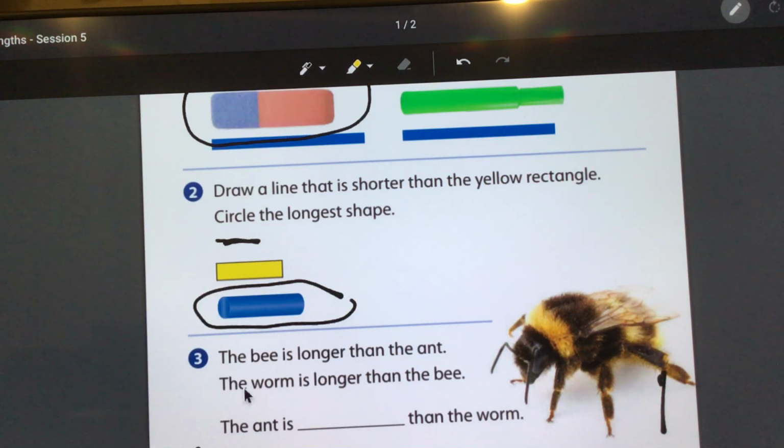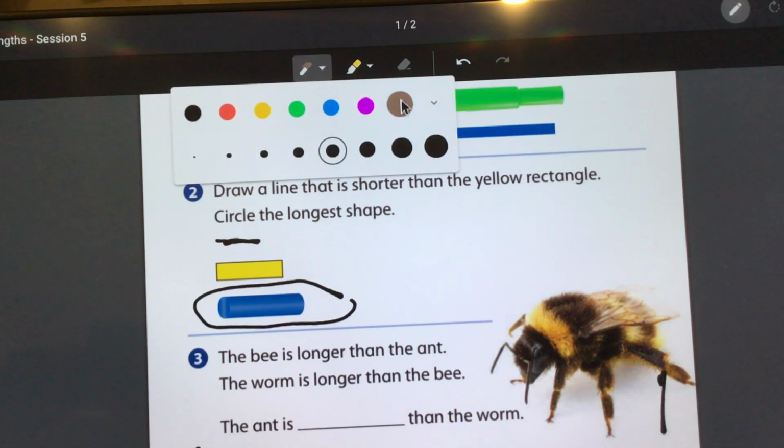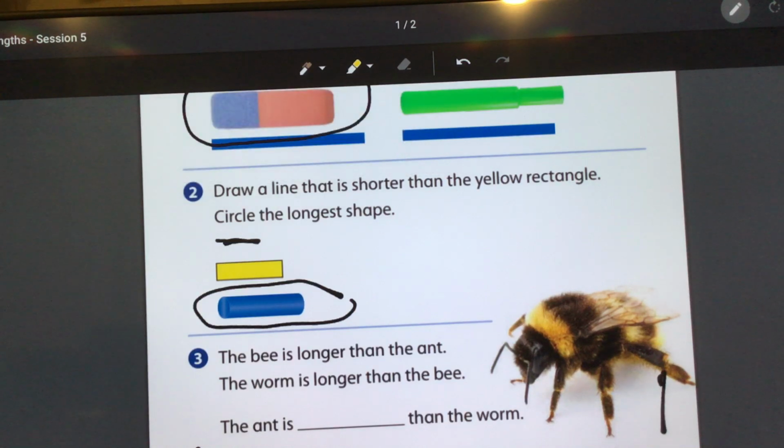And now it says the worm is longer than the bee. I'm going to use brown for the worm. The worm is longer than the bee, so my brown line needs to be longer than my yellow line. There's my worm.